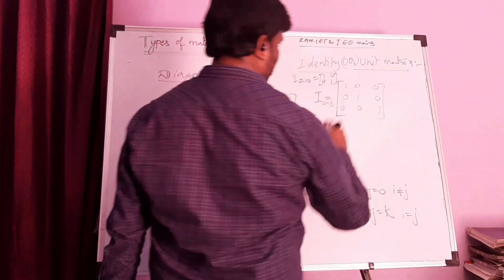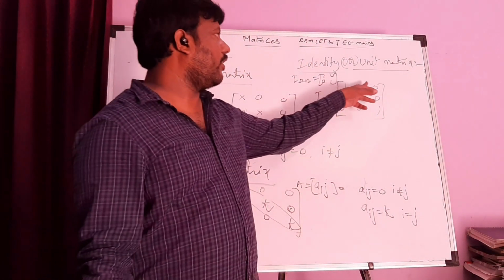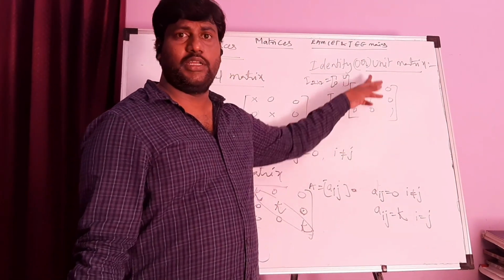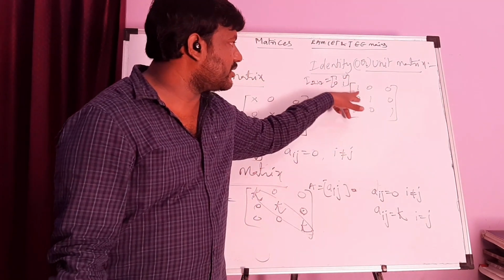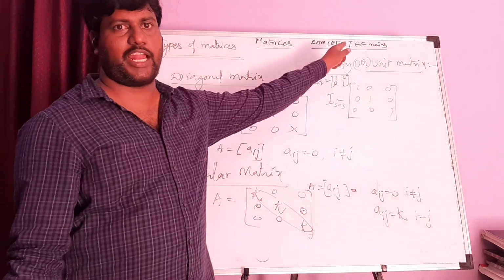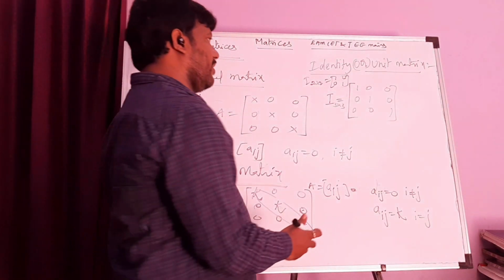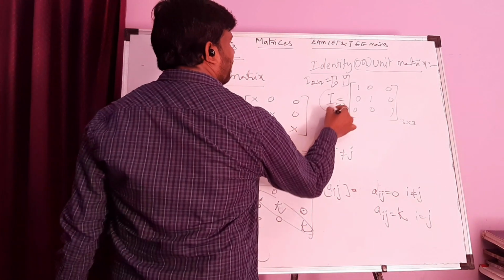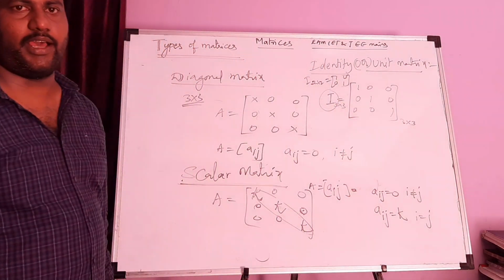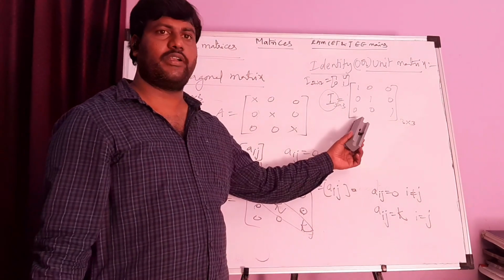What we observe here is that the non-principal diagonal elements are 0, or the non-diagonal elements are zeros. The principal diagonal elements are all equal to 1. Such a matrix is called an identity matrix. The identity matrix is always denoted I. This is very important, students.